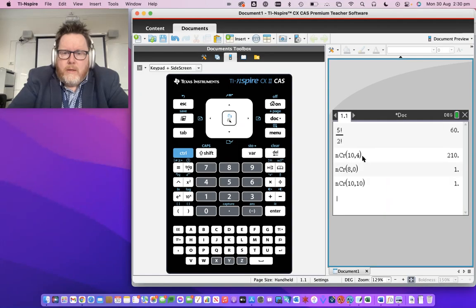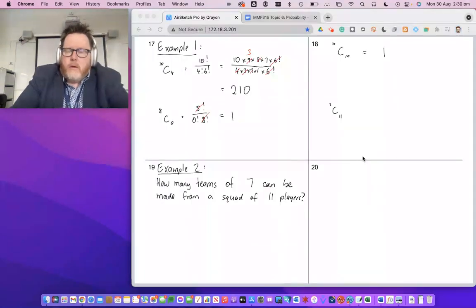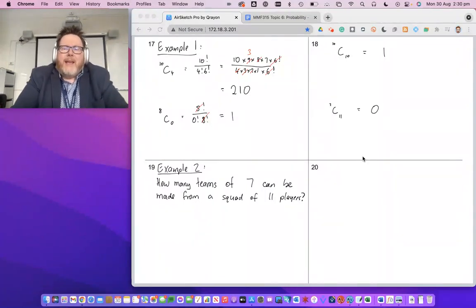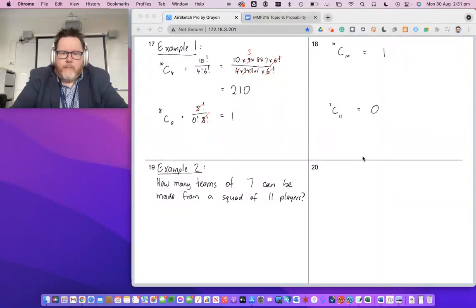2C11 is the last one. Let's put it into our calculator. NCR 2, 11. Capital letters don't matter. Press return. I get 0. So this is the one time where 0 is going to come out. And again, it kind of makes sense conceptually, I hope, that if I've got 2 objects in front of me and I need to select 11 from those 2, how many ways can I do that? I can't. It's an impossible event. So there are no ways of doing it. So it's a 0.